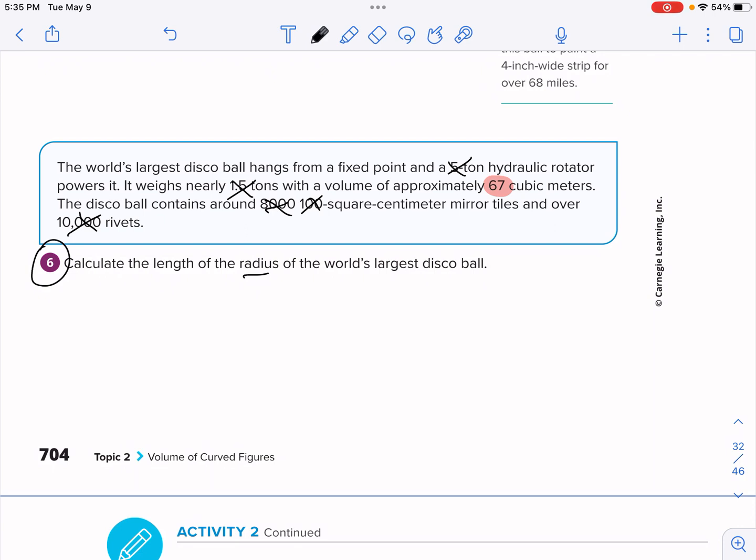We only need one number here, and that is the volume, because what we're trying to calculate is the radius. So all these other numbers, ignore, but it's your task to figure out which numbers are important. In this case, we only need one number. So again, let's rewrite. I'm going to erase volume and put 67. Just like the last problem, I'm going to multiply 67 times 3.